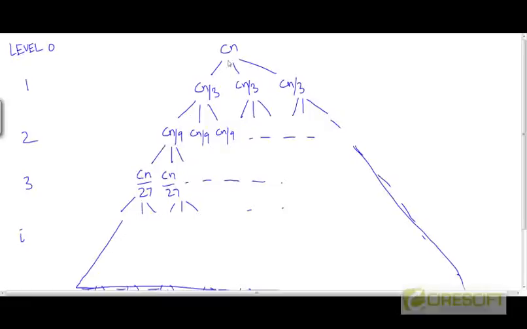So at level 0 we have a problem of size C times n. At level 1 our problems are of size C times n by 3. At level 2 our problems are of size C times n by 3 squared. At level 3, our subproblems are of size Cn divided by 3 cube. So at level i, our nodes are going to be of value Cn divided by 3 to the power i.